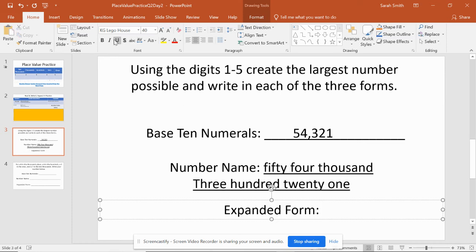All right, now expanded form again. Just going to type the first digit and count how many zeros. 1. I know there's a comma here. 2, 3, 4. Okay, and then my plus sign. Then I'm going to put my next digit, and I'm going to put my comma because it's right behind the 4 up there.